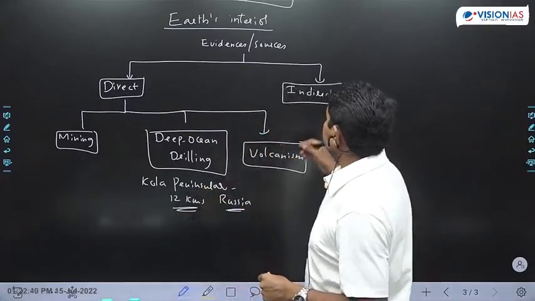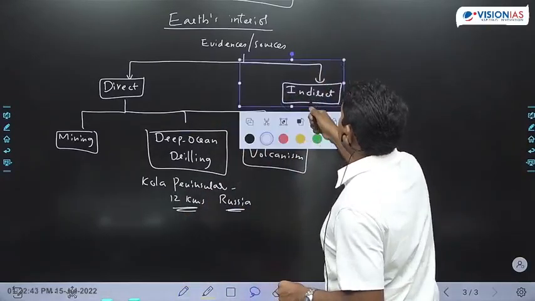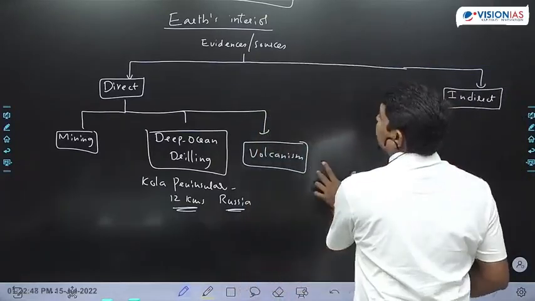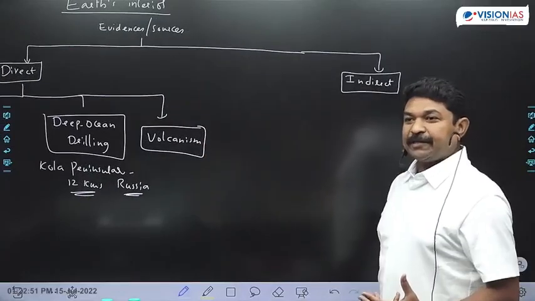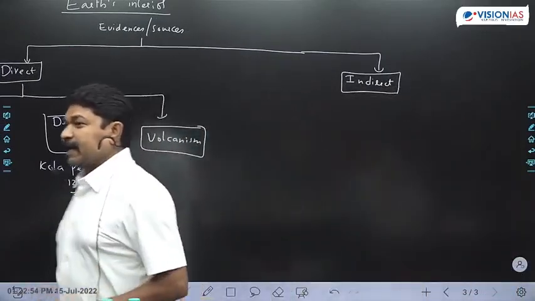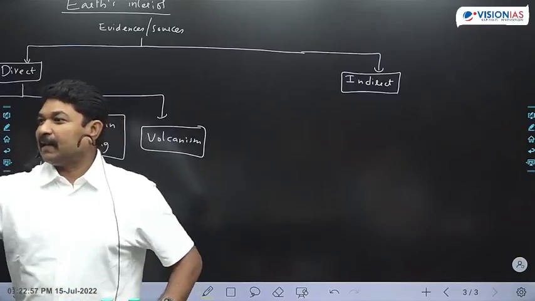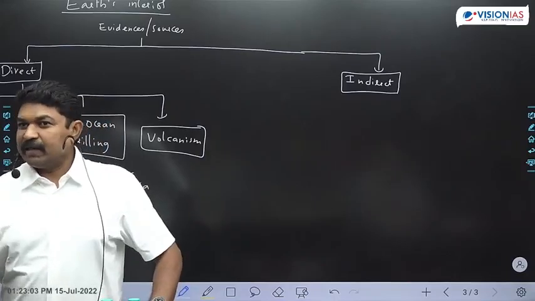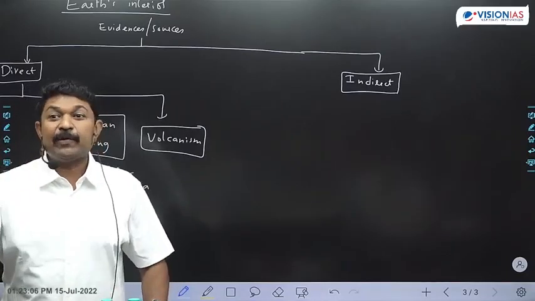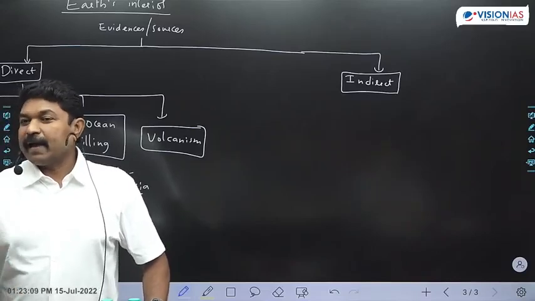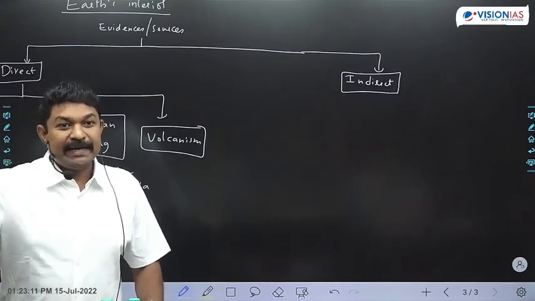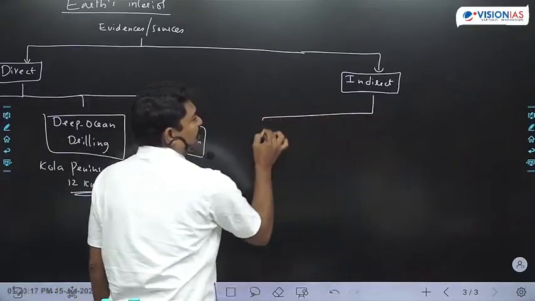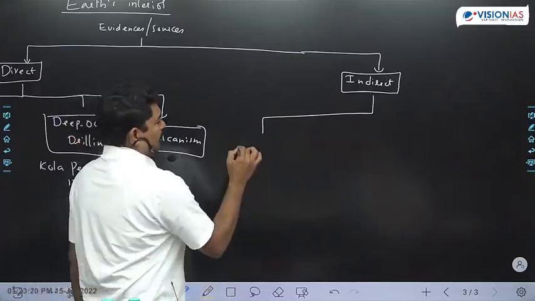Whereas another very important evidence is called the indirect evidence. The indirect evidences give a greater explanation regarding the earth's interior. What are these indirect evidences? Where we can't directly collect the rock material, we cannot directly check whether it is true or false, we cannot see these things, but we can infer. We can interpret, we can analyze, we can believe that yes, it might be there. This is the indirect evidence. What are these indirect evidences? Number one, the first and foremost indirect evidence is called density.